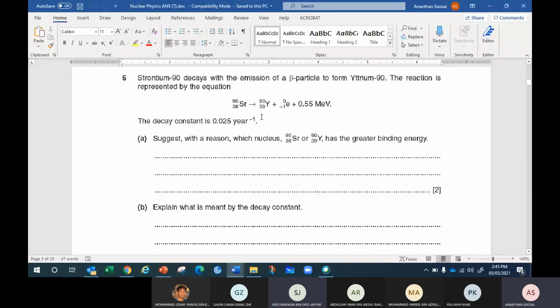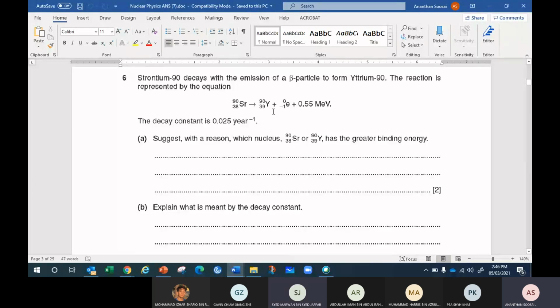It's exothermic. In chemistry you put negative, but here plus 0.55 MeV means energy has been released. So yes, correct. Yttrium is more stable than strontium because there is a net energy release in this process. That means some mass has been converted to energy, so the product is more stable than the reactant. Yttrium is more stable than strontium.